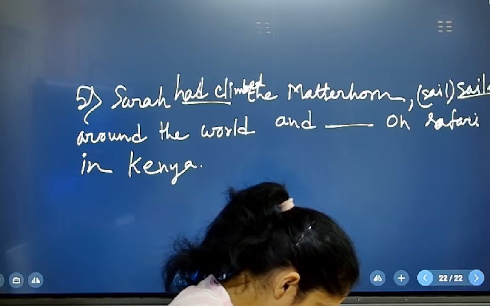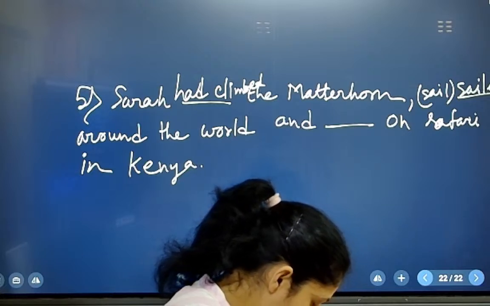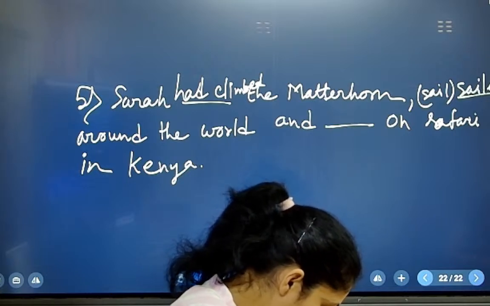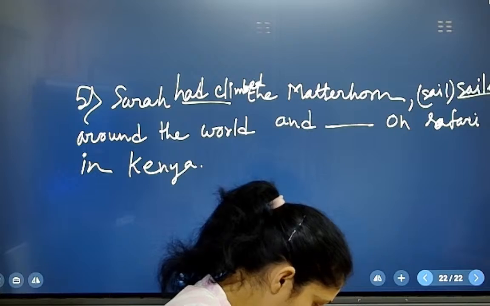The first one is the same in both sentences here. Climbed, sailed, and went on safari in Kenya. The later parts of the sentences are different.